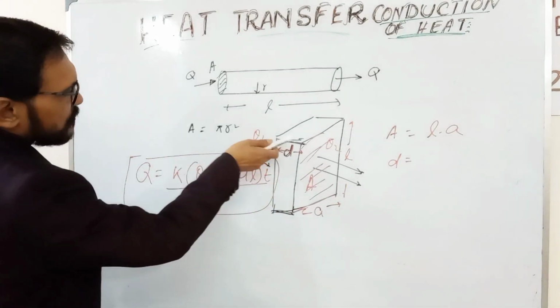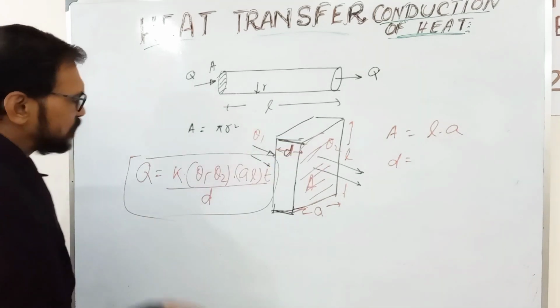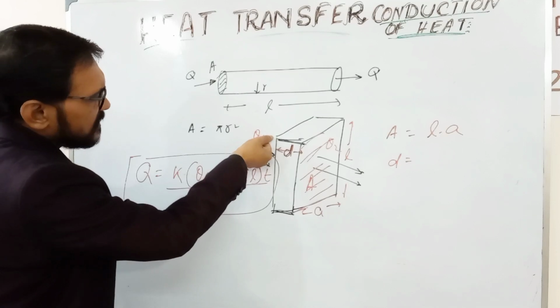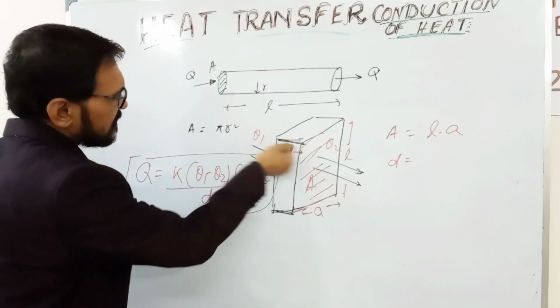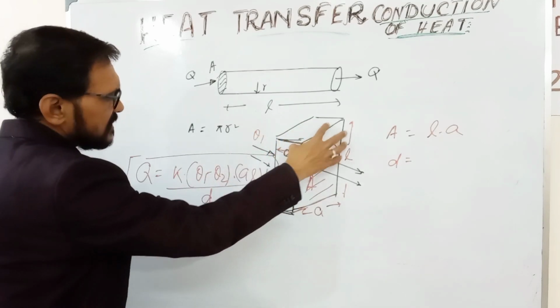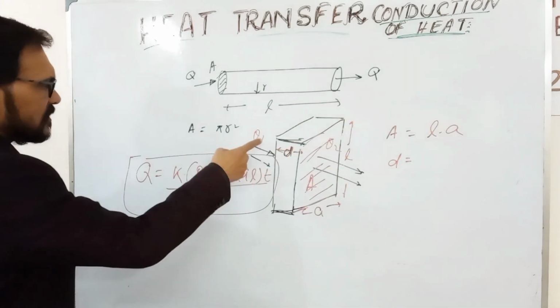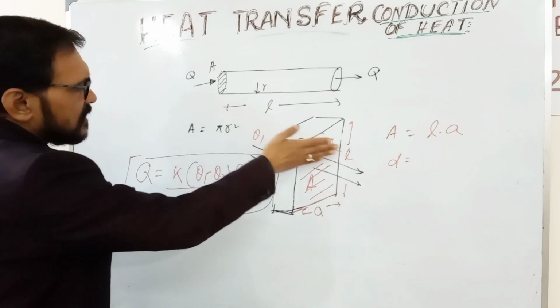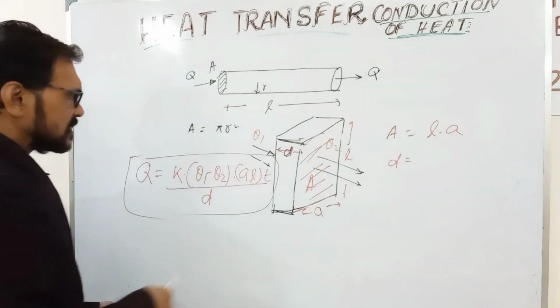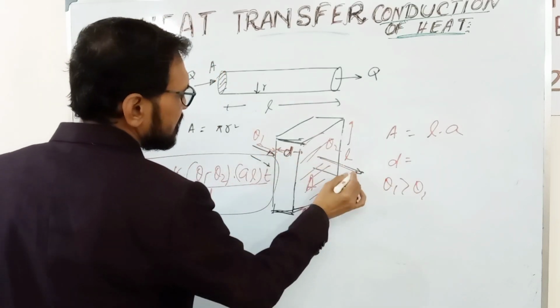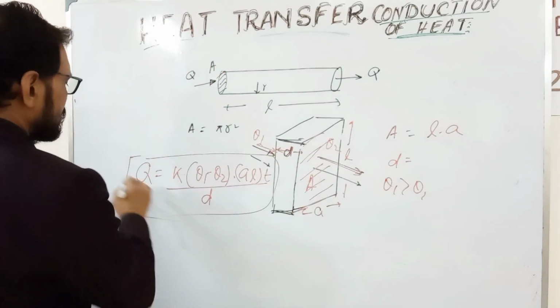So the heat conduction for this figure will be this. Here the heat is conducted through this length D, and the area is the area of this face. Theta 1 is at one face and theta 2 is at the other face. Theta 1 is greater than theta 2, obviously, because heat enters here and emerges from this face. So this is the heat conduction.